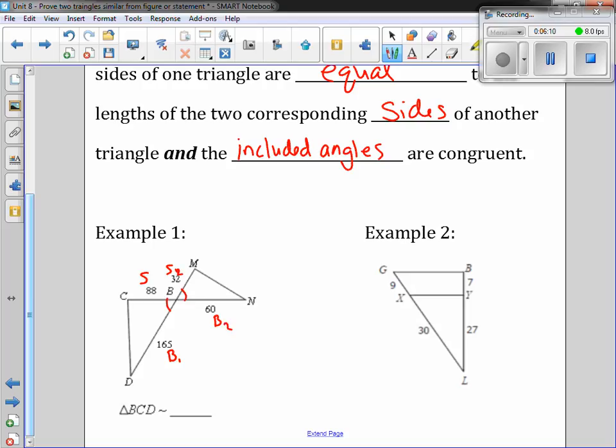So I'm going to set up my proportions of 88 to 32 and 165 to 60. And if they are the same value, then I would have side angle side. The first one simplifies to 11/4.